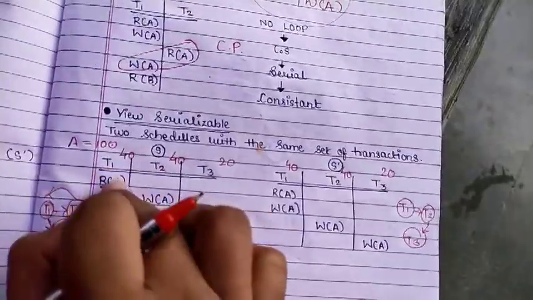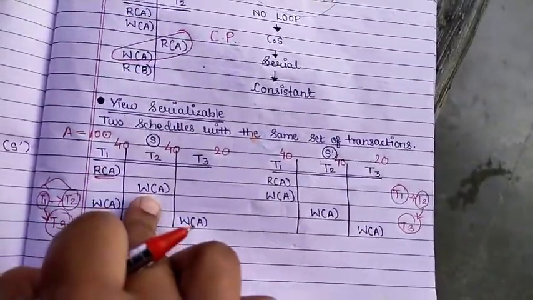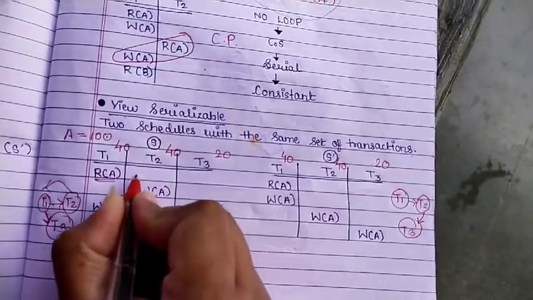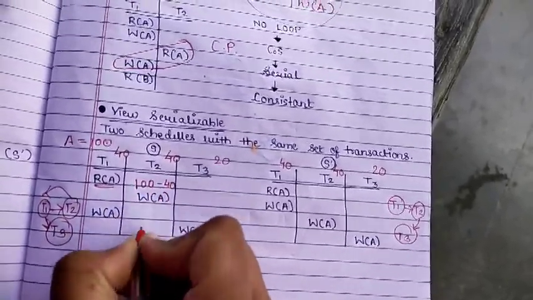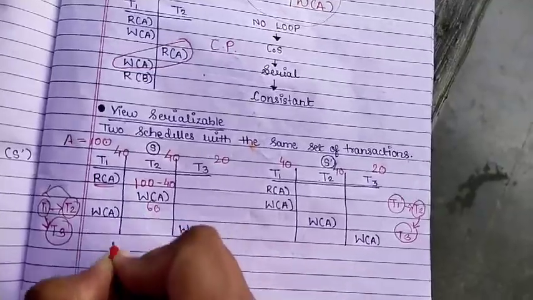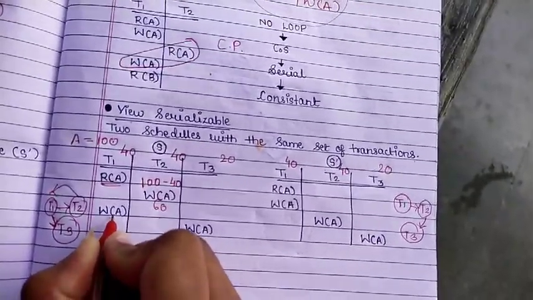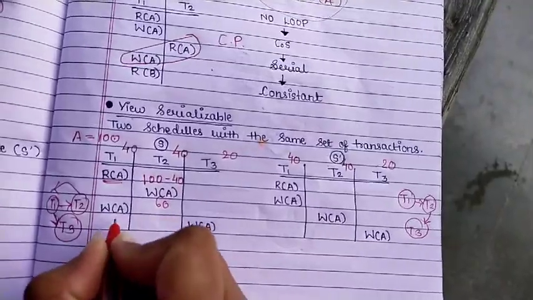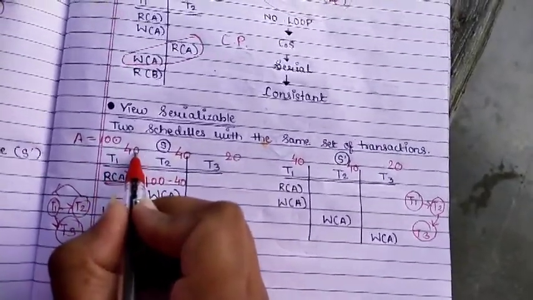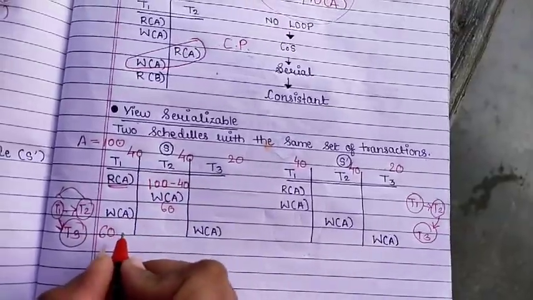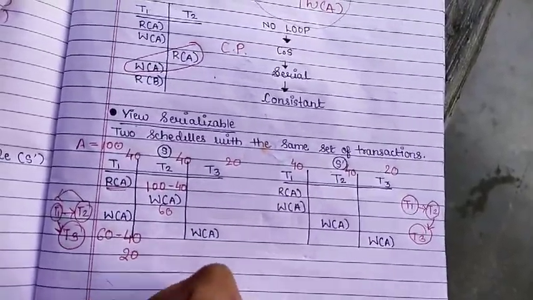Now what will the first transaction T1 do? It will read the amount of A. Now it goes to T2. What happens here? It will deduct: 100 minus 40. What will be the output here? 60, right? Again 60, it will go to transaction T1. Now what is the aim of T1? It is deducting 40 rupees. So 60 minus 40, then the remaining amount is 20.